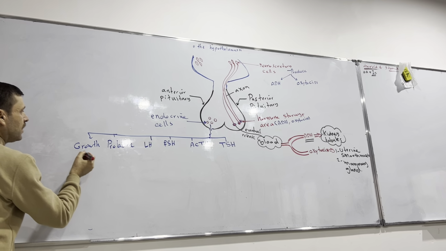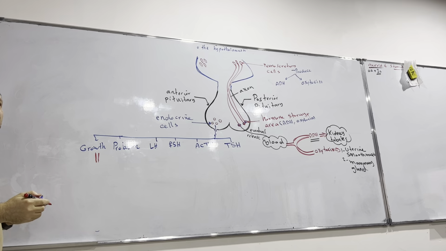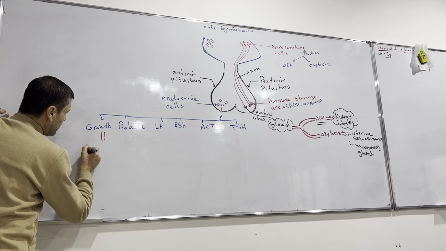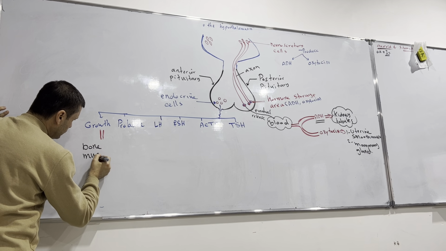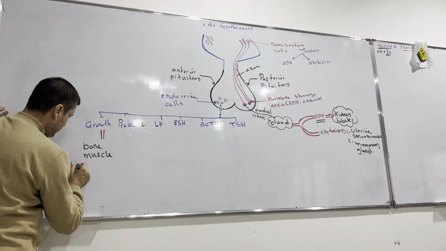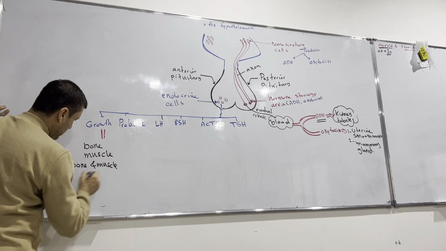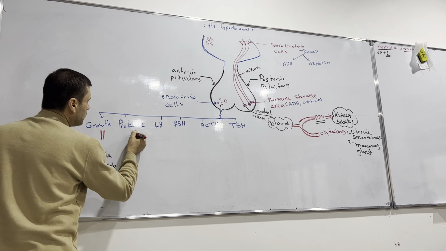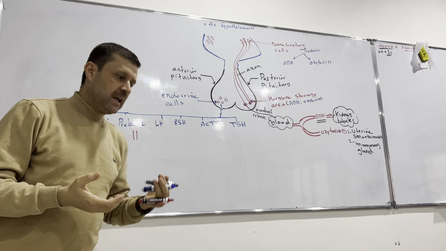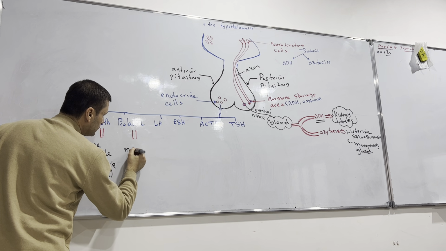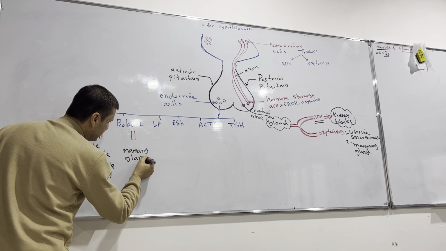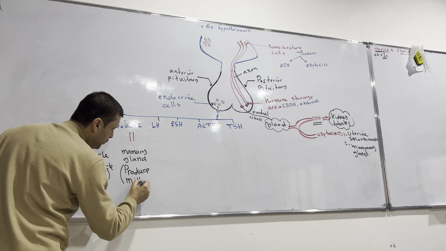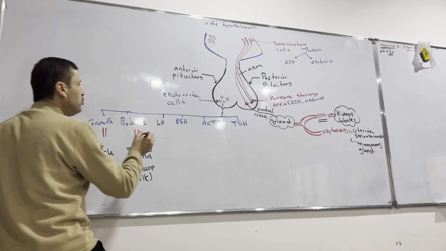Growth hormone, you know, stimulates growth of bone cells and muscle cells. The target for growth hormone is bone and muscle cells. It stimulates bone and muscle growth and development. Prolactin stimulates milk production. Its target is the mammary gland. It stimulates the mammary gland to produce milk during lactation.